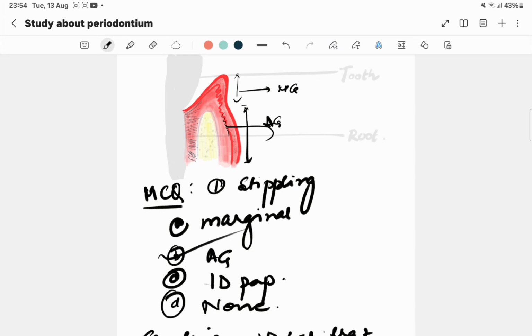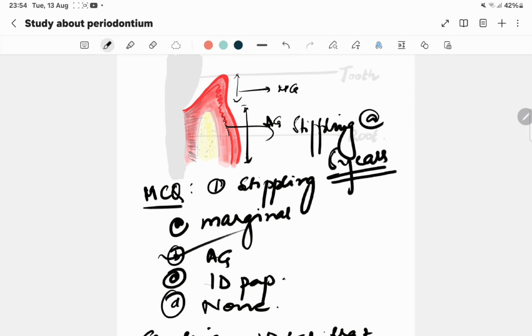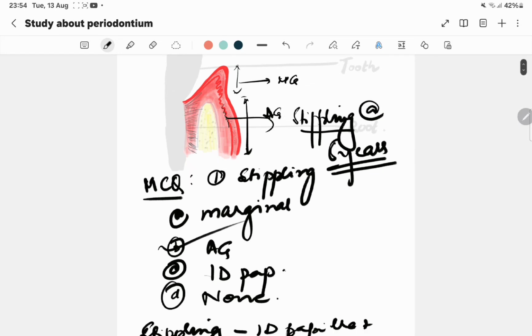And at what age does stippling appear? Stippling appears at 5 years of age. Okay, so basically stippling is an adaptive specialization wherein there are protuberances, elevations and depressions in the gingival surface which is visible, and stippling is also known as orange peel appearance.